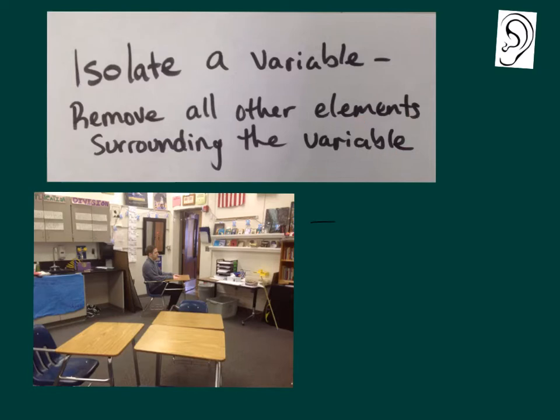So if we're looking at 3 plus x equals 7, to isolate this variable x, I want to get that x by itself. That means I need to do something to eliminate this 3. We'll keep moving forward as to how we do those things, but that's what isolating means. I need to eliminate the things around the variable in order to solve.